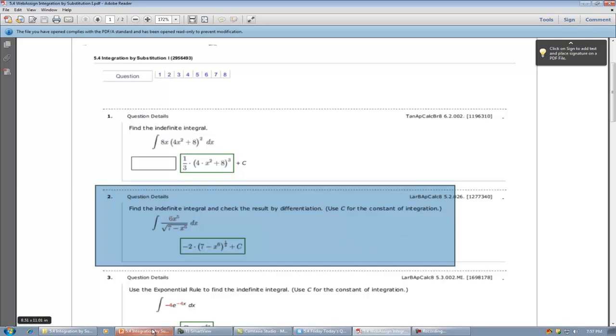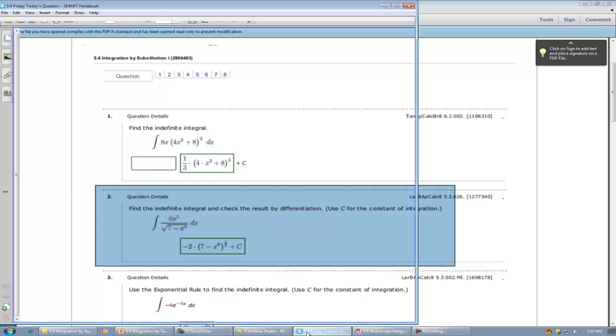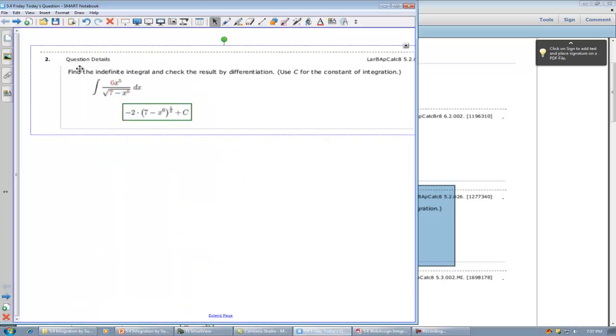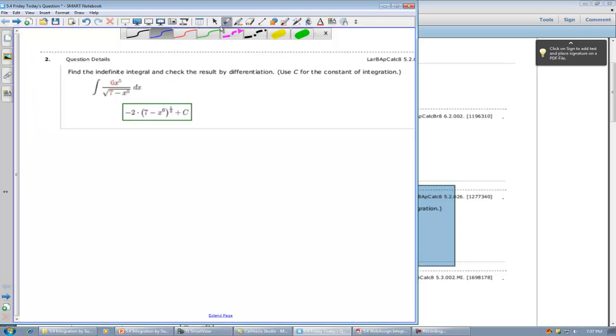All right, so I caught number 2, and let's bring it over here, and we can paste it here. And so here it is. Okay, so on this one, what do we have? We want to find this indefinite integral, and we can check our result.